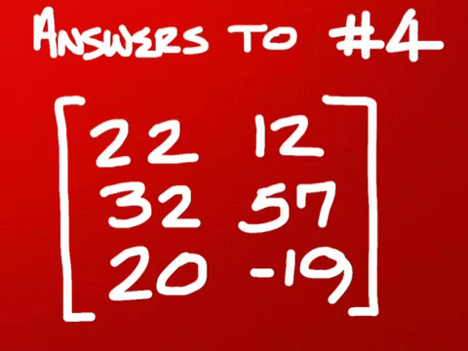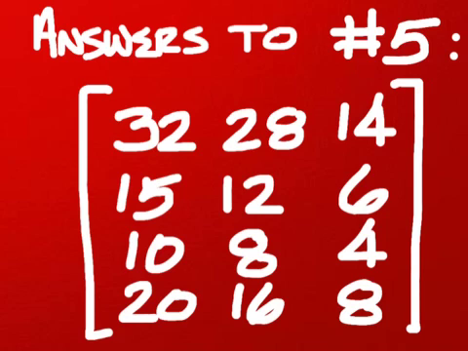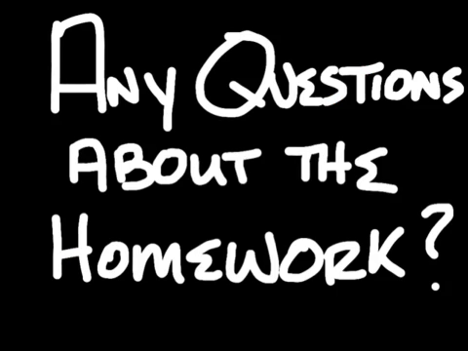Bring up problem number 4. Answer 22, 12, 32, 57, 20, 19. Correction, 32 should be 26. Yes. 32, 28, 14, 15, 12, 6, 10, 8, 4, and 20, 16, 8. 32 should be 35. Any questions about the homework?